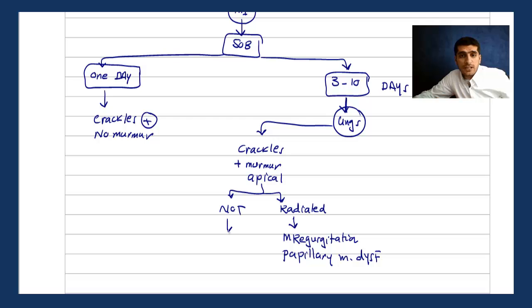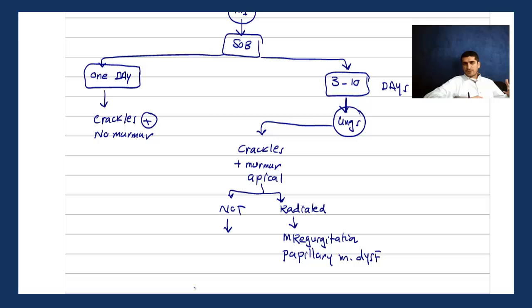Right, if it is not radiated, where is the problem? You hear a murmur at the apex, but not radiated. Although really this is not specific, for pathology-wise, for Step 1-wise, they like it. I don't think they will really ask these details. There is another important detail about these murmurs, but I don't want to go further because I don't believe this is important.